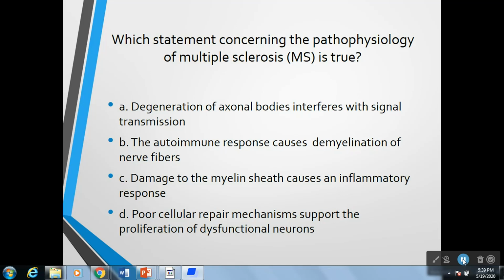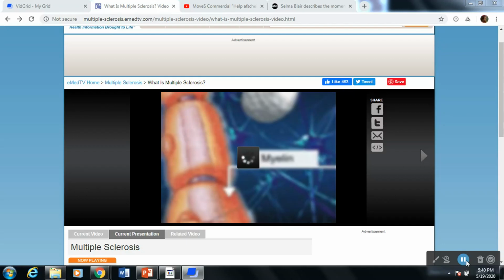The answer is C. It's damage to the myelin sheath caused by the inflammatory response. The answer B is not right, because even though it is an autoimmune disorder, it's not a response that's causing demyelinization of the nerve fibers. It's demyelinization of the myelin sheath, which can damage the nerve fibers. Here's a video just to kind of reinforce what I just described.